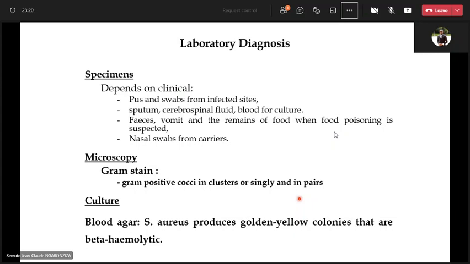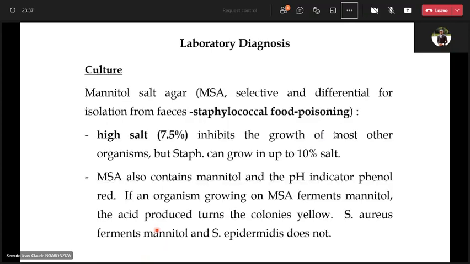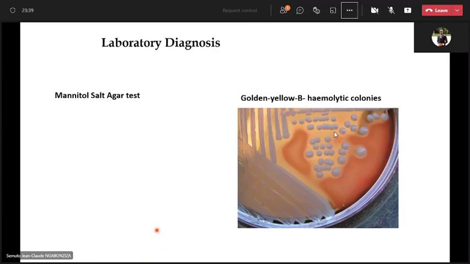Microscopy, you will see gram-positive cocci in clusters or single, in pairs, as we previously said. In culture, you will see Staph aureus producing golden yellow colonies that are beta hemolytic, as we said. So they will look more goldish. You can see how they look. And beta hemolytic, of course, you can see a clear zone surrounding each colony.